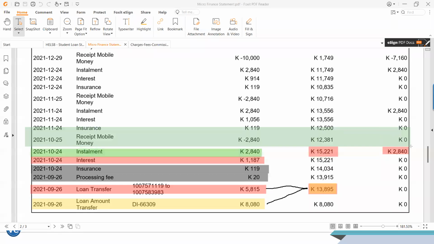It's like, whew, 2,840, which is what you should have paid, goes into the account. Your balance now reduces to 12,000 from 15,000. And again, the same charges are charged the following month. You have insurance. This time there's no processing fee. So it's like, oh, thank God. Interest is charged, but interest is also becoming smaller, which is good.